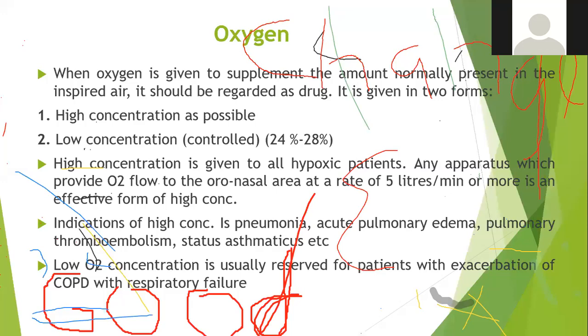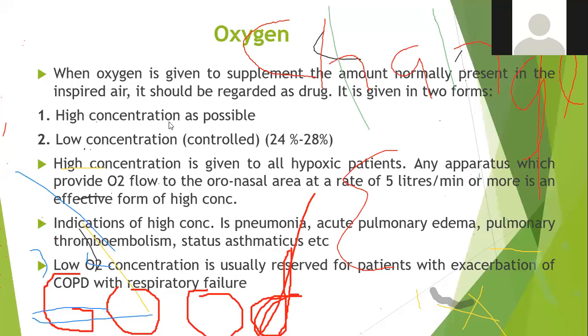Most times, like I've said, you can give the high oxygen concentration through the oronasal area. You can use the oxygen mask. But for the low oxygen concentration, you can administer it using the nasal cannula, the transtracheal catheter, and the nasal catheter, and so on.